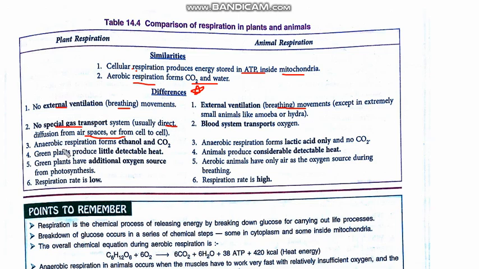Now third is that anaerobic respiration in plants forms ethanol and CO2, but in animals it forms lactic acid and no CO2 is formed in the animals. Green plants produce little detectable heat, but animals produce considerable detectable heat, meaning here less heat is formed, here more heat is formed. Fifth is green plants have an additional oxygen source from photosynthesis, but aerobic animals have only air as the oxygen source. Now respiration rate is low in plants and respiration rate is high in animals.